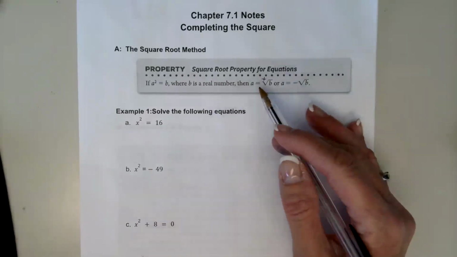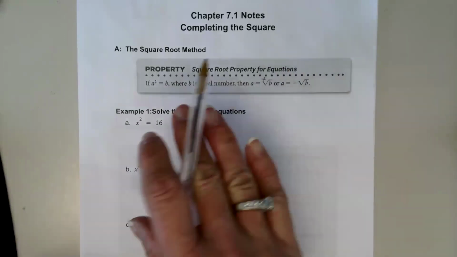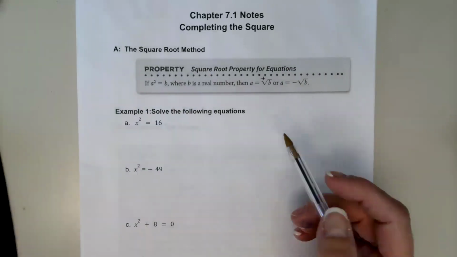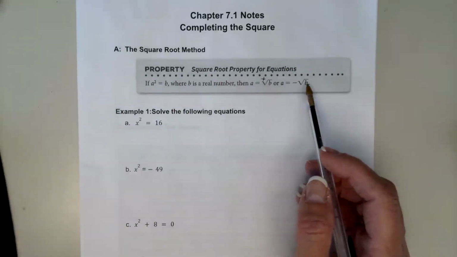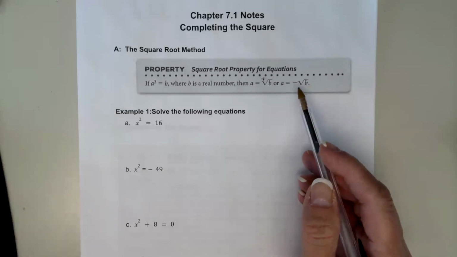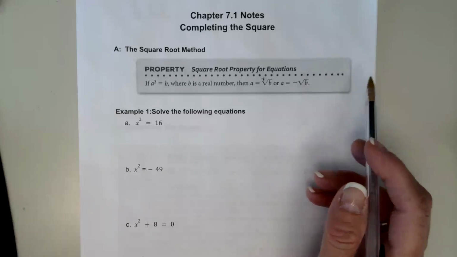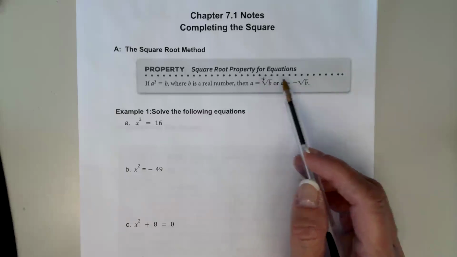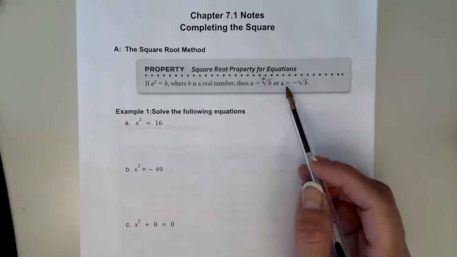Okay, so for this situation, because we're talking about possibilities of the square root, there is a positive and a negative. Now, when we talk about a function, we can't have a negative of the square root. So we'll deal with that later. But for now, we're going to treat it as there's a positive and a negative value.